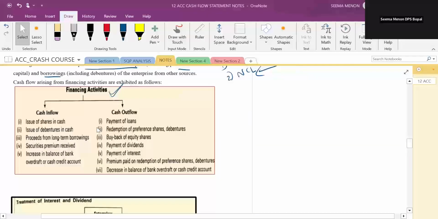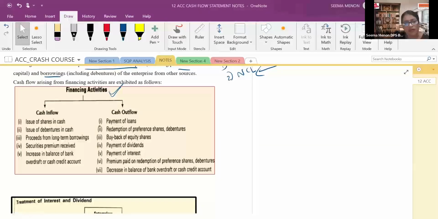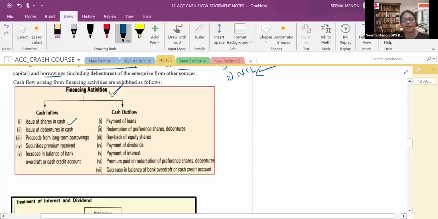Now let's discuss the financing activity. While we discuss financing activity, there is cash inflow and cash outflow again. What do you mean by cash inflow? That means the money comes in. While we issue the shares, in the beginning, we have to procure the capital. While we procure capital, that means we have to issue the shares. Shares can be preference shares or equity shares. Money comes in. So there comes cash inflow.